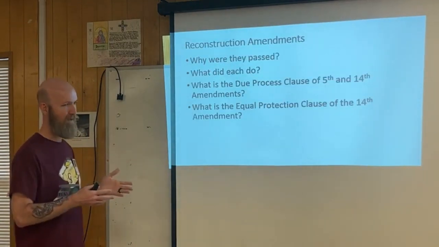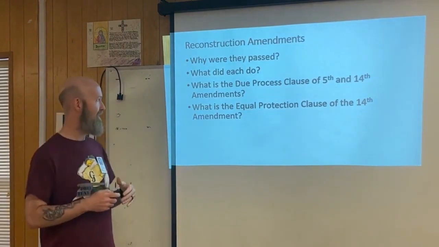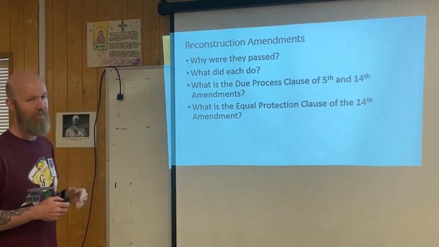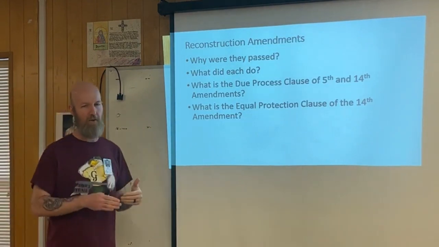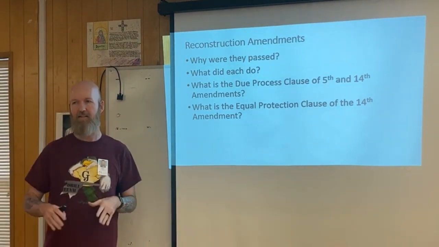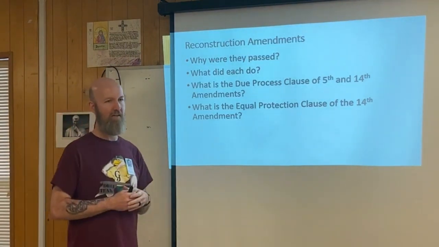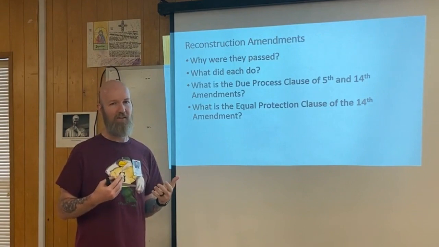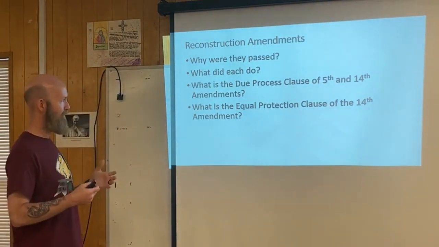So these are the Reconstruction Amendments. When it comes to the test, you should be able to tell me why they were passed. They were passed as a result of the Civil War. They wanted to finally and totally, completely abolish slavery in the United States and to take the formerly enslaved people, make them full citizens of the United States, and also ensure that states did not deprive them of their rights. So that's why they were passed.